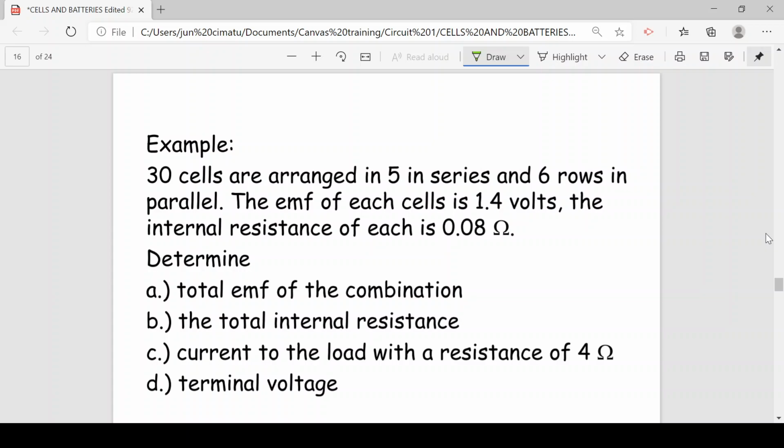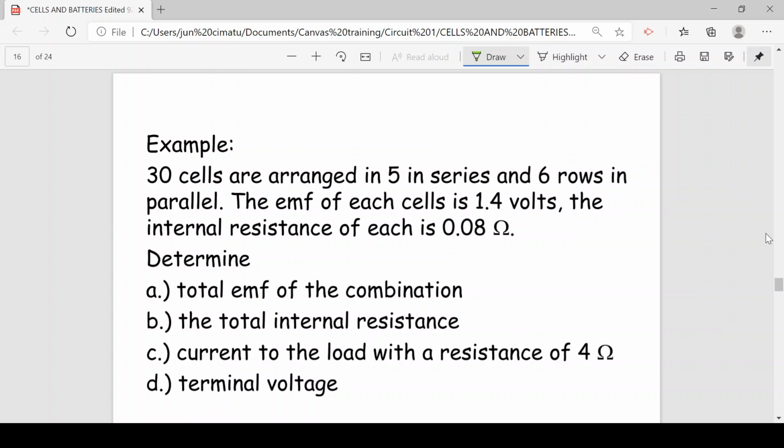This lecture is a demo on a sample problem for cells and batteries. Example number one: there are 30 cells arranged in 5 in series and 6 rows in parallel.